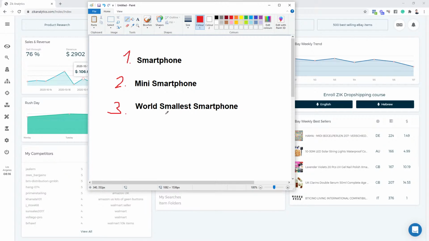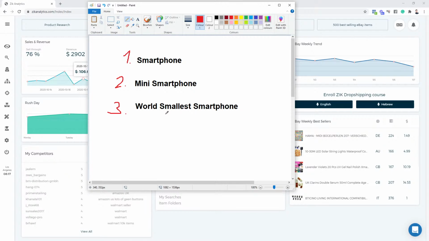So niche, it's not like category. Okay, category, it's something fixed. Category can be, for example, mobile phone and accessories. It's a category in Zik Analytics. It's a category in eBay. But what we call niche in our product research language, we call niche every keyword which is not describing a specific product. It's describing a general group of products.